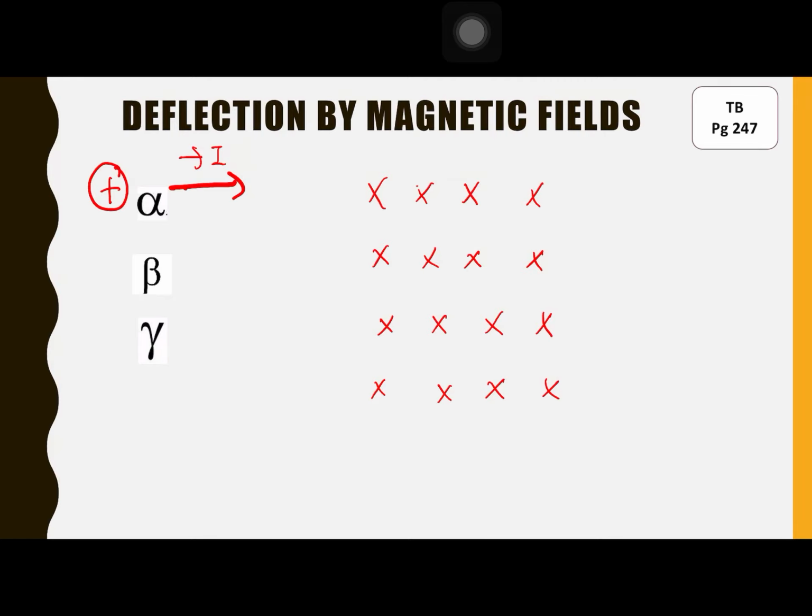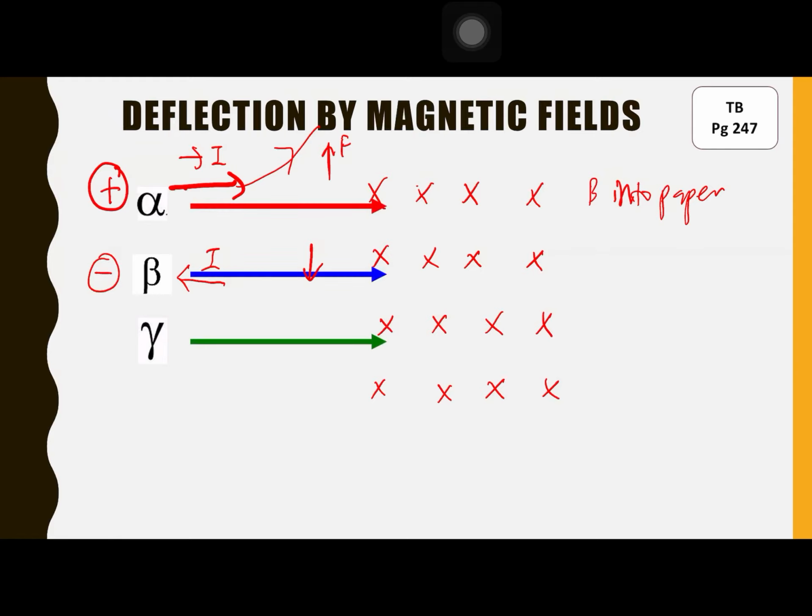If your B field is going into the paper or into the screen right now, then with FBI, B being your second finger pointing into the paper and your middle finger, which is your current, going to the right, you have a force produced upwards. So it's going to move upwards this way. Beta is negative. Since beta is moving to the right, current will be to the left, so the force produced will be downwards. Gamma, no charge. Will it be deflected by the magnetic field? Probably not.